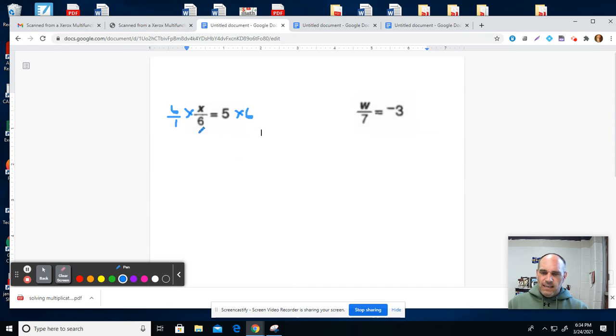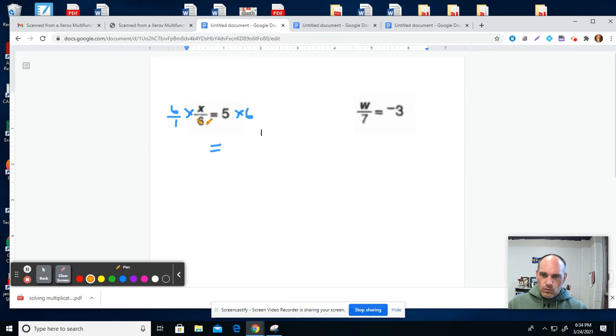All right, so once again, when I have a number under a letter, how can I get rid of the 6 on the bottom? Well, multiply by a 6 on top. So it'd be 6 over 1. My equal sign splits this into two pieces. I'm just going to work on this left-hand side. So when I do that, I can cross cancel.